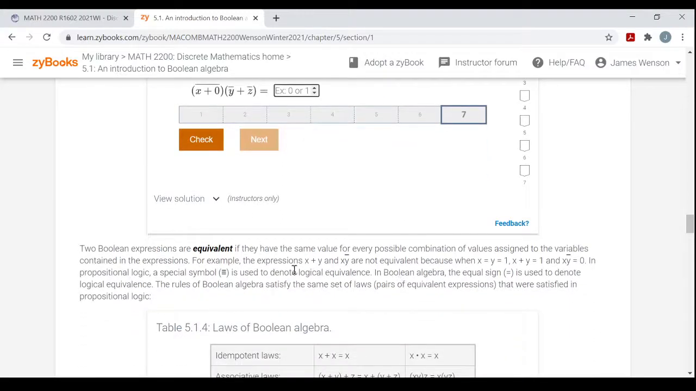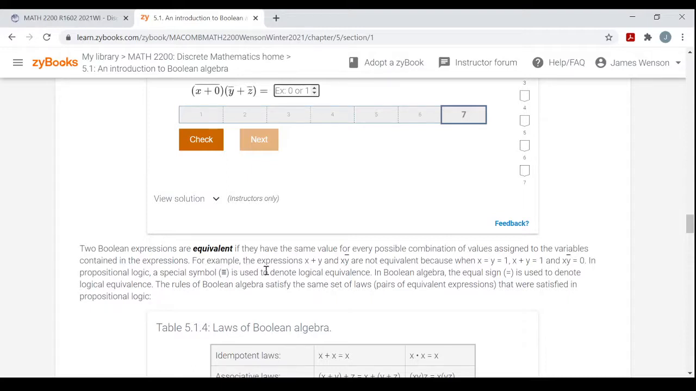Now I mentioned this earlier, when I talked about the distributive properties, the distributive laws. Two Boolean expressions are equivalent if they have the same value for every possible combination of values assigned to the variables. So they have the same value, they're equal all the time, no matter what you plug in.